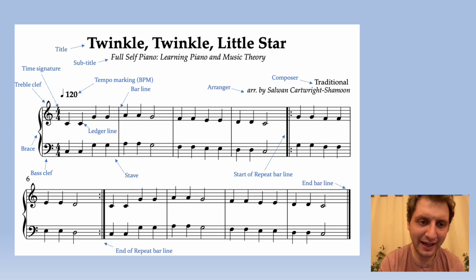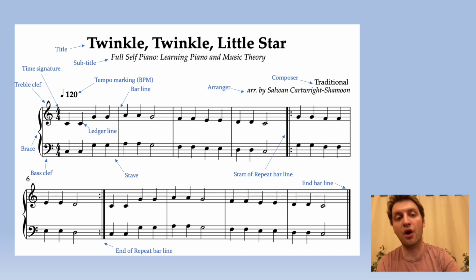Following that, you see we have a ledger line, and the note that refers to is C. We'll also come on to that later on in the presentation, but for now, just to know that C is not on one of the 5 lines which make up the musical stave. So when we write that in the treble clef, we put a line underneath the stave, and that is called a ledger line. The stave is the 5 lines which we see on both the treble clef and the bass clef.